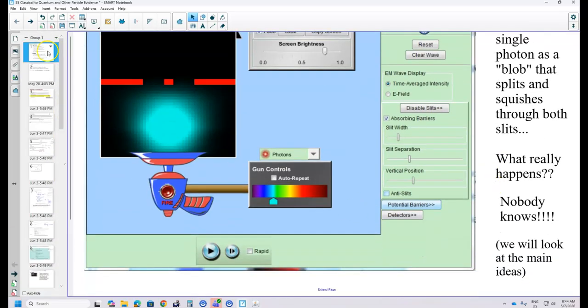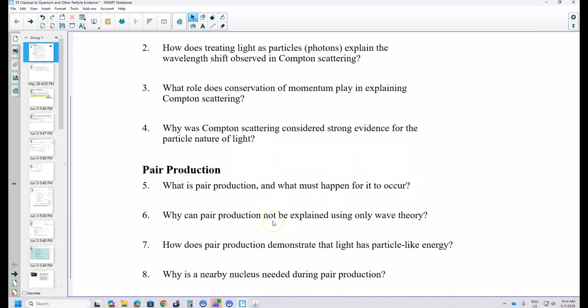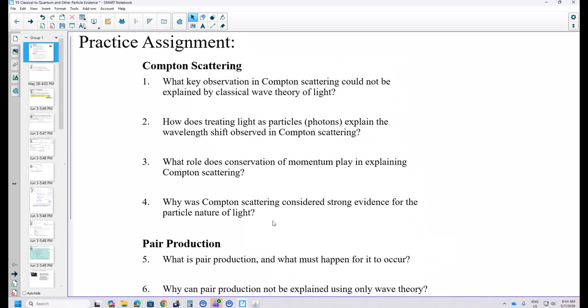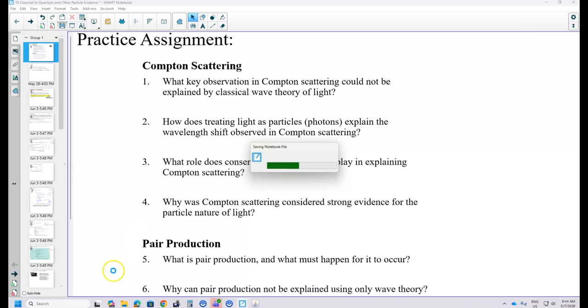All right, so that's enough for this one. Compton scattering and pair production, just some concept questions to do with it. We're skipping the math work to deal with it. It's a little beyond the scope of the course, and I hope that makes sense.